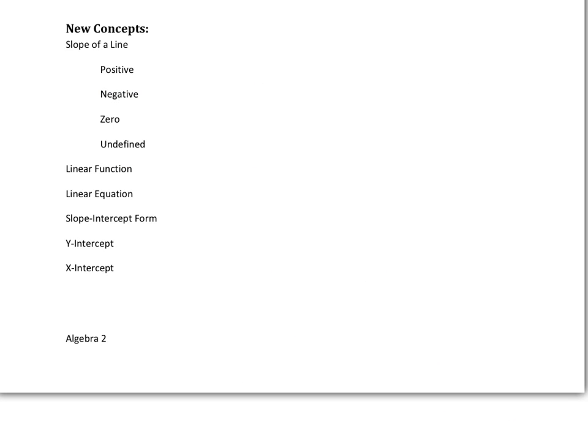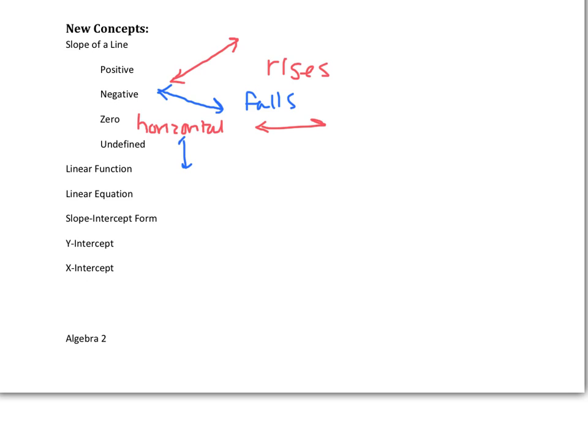All right, slope of a line. Positive slope slants from the left up to the right, rises. Negative slopes down, or falls, from left to right. When the slope is 0, we have a horizontal line. And if the slope is undefined, we have a vertical line.